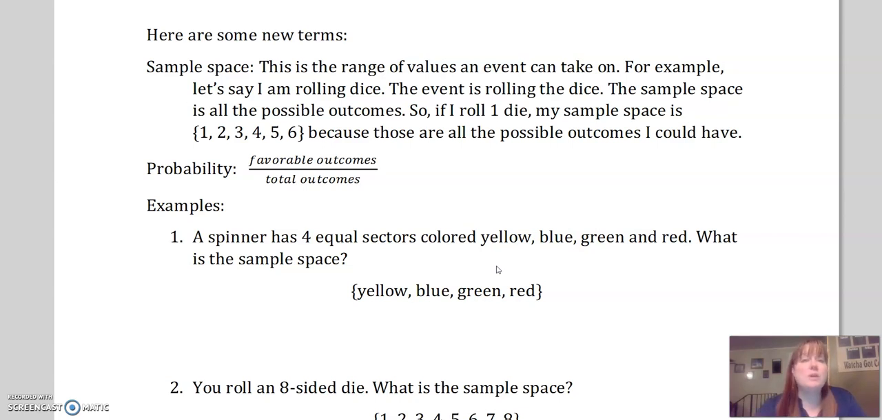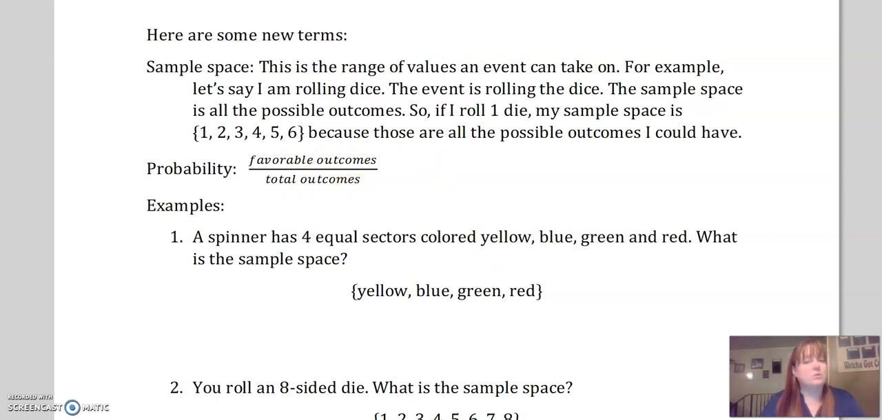Now, the probability of getting something would be all of our favorable outcomes divided by the total number of outcomes. In other words, if I say, what's the probability of rolling a 6? Well, a favorable outcome would be a 6, right? That's the outcome that I want. And how many total outcomes do I have in my sample space? Well, I have 6 of them. So one of the outcomes is what I want, and there are 6 total outcomes. So the probability of rolling a 6 is 1 in 6, and that's how we calculate probability.